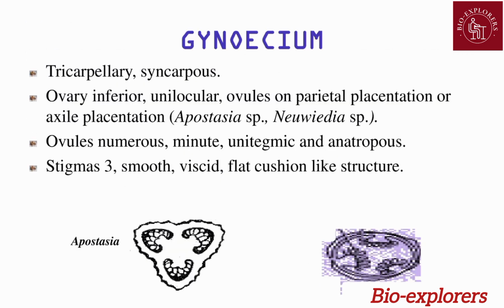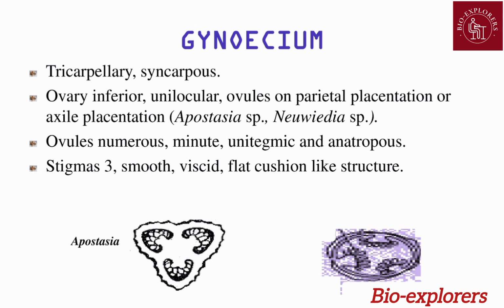Now we pass on to the female reproductive part, that is gynoecium. So in Orchidaceae members, the gynoecium is generally tricarpellary and syncarpous in nature. The ovary is inferior, unilocular, and the ovules are located on parietal placentation or axile placentation. So in Apostasia and Neuwiedia species, the ovules are located on axile placentation. Generally in Orchidaceae members, the ovules are numerous, minute, unitegmic, and anatropous.